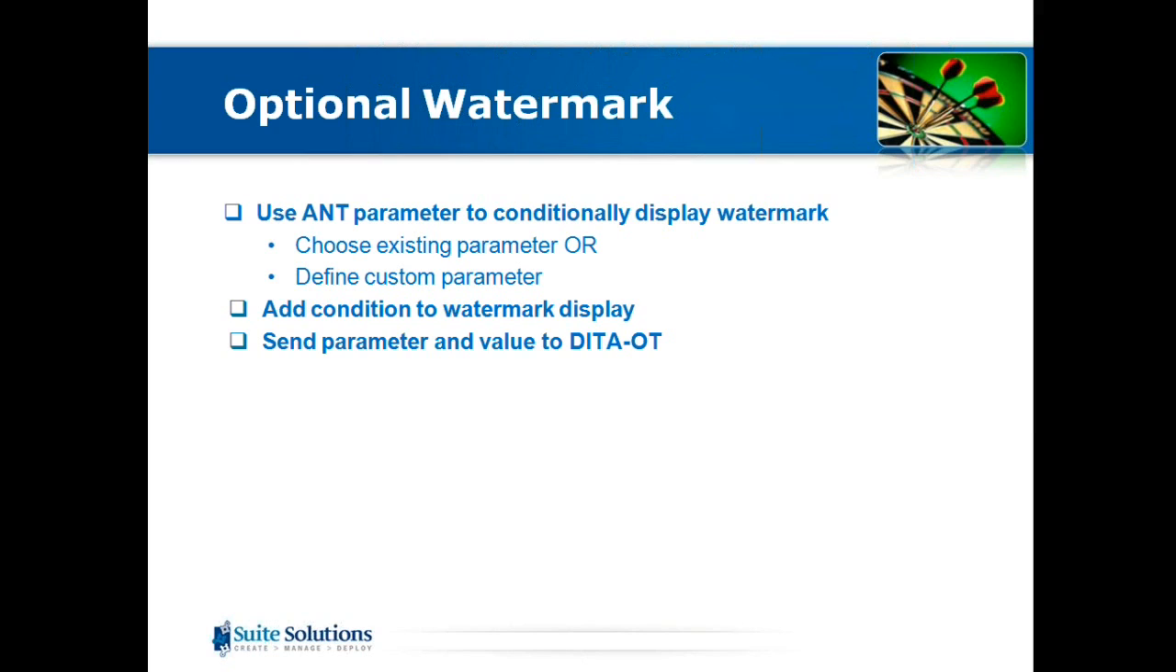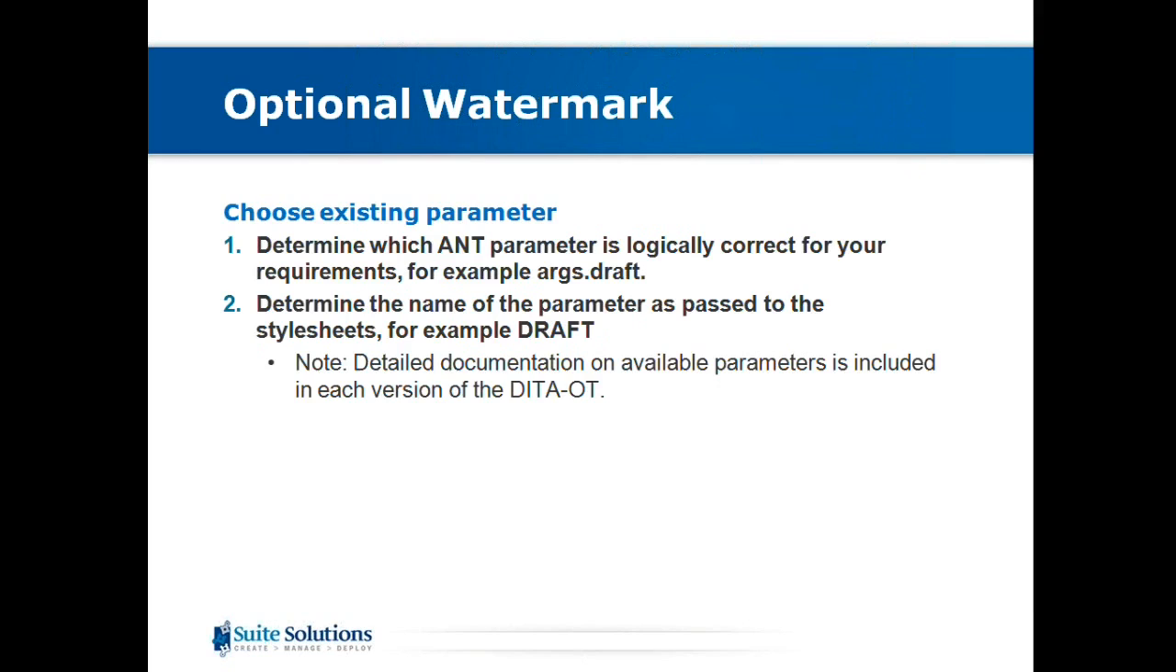Choosing an existing parameter. There might very well be an existing AMP parameter, which is logically correct for your requirements. If you're talking about a draft watermark, there's an existing AMP parameter called arg.draft. And you need to determine if there is an existing AMP parameter that will work for you, what its name is, and what the name of the parameter is as passed to the style sheets, because they're often not the same. For example, arg.draft is what it's called when it gets sent to the DITA OT, but when it's passed to the style sheets, it's called draft.